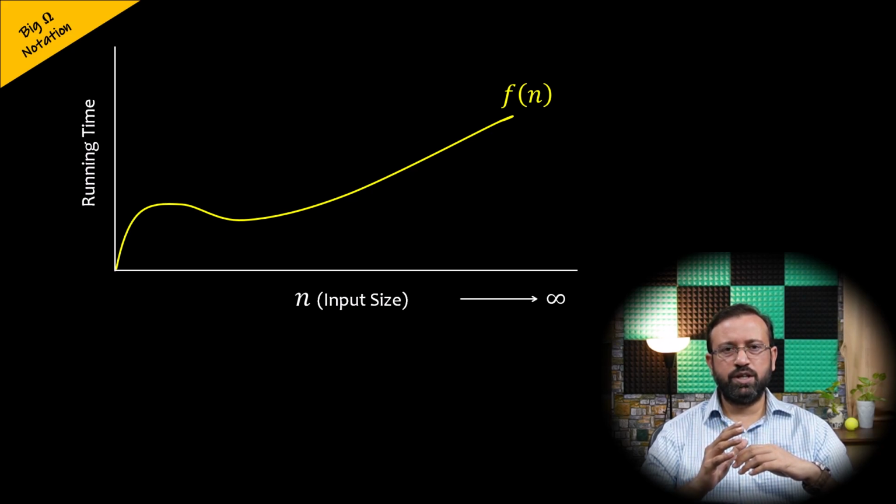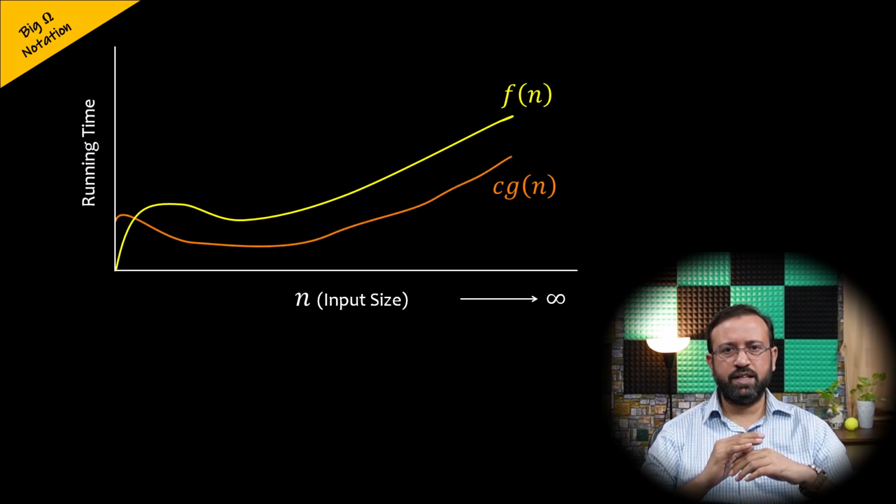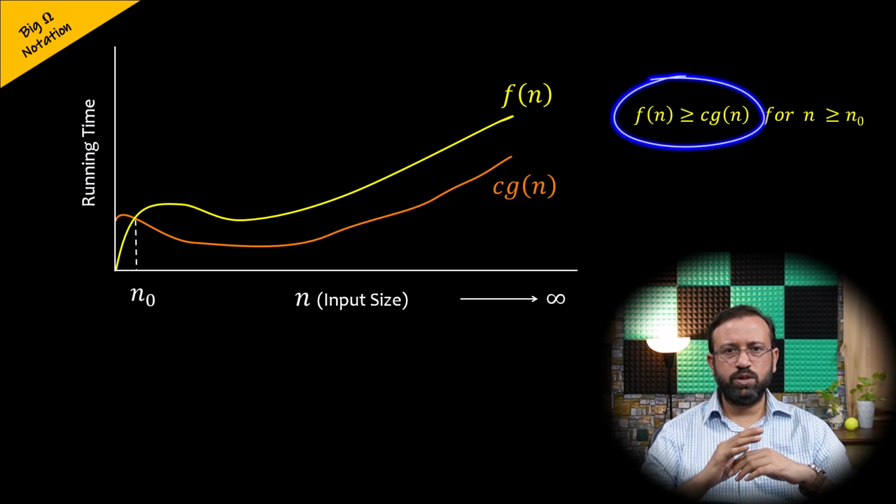Then the question is, what is the lower bound for this function? Let us consider another function g of n in such a way that c multiplied by the function g of n is less than the function f of n. If you observe, the function g of n is lesser than the function f of n after some value or input n0. Now, mathematically, we can write this as f of n greater than or equal to c multiplied by g of n for n greater than n0.